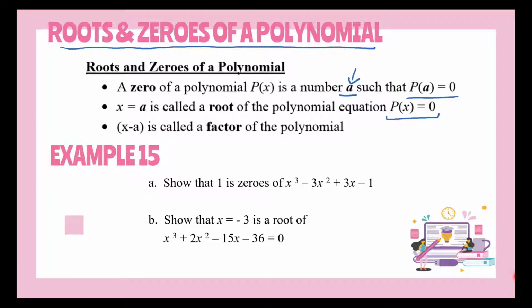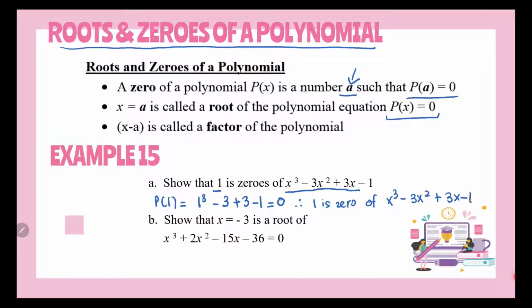Let's try example 15. Show that 1 is a zero of x cubed minus 3x squared plus 3x minus 1. We know if 1 is a zero, when we substitute 1 into the polynomial, we should be getting 0. So let's see what happens when we substitute 1. We will get 1 cubed minus 3 plus 3 minus 1. Of course, we get 0. Therefore, 1 is a zero of x cubed minus 3x squared plus 3x minus 1.